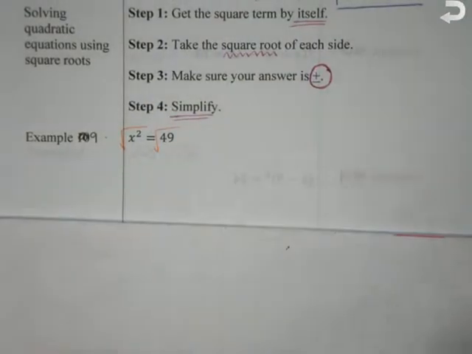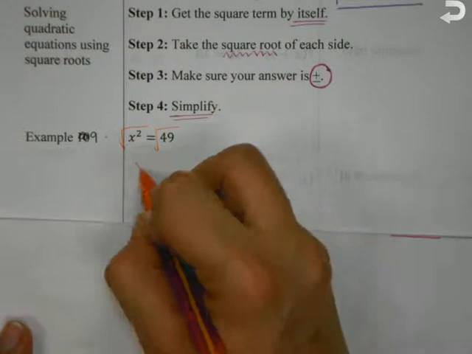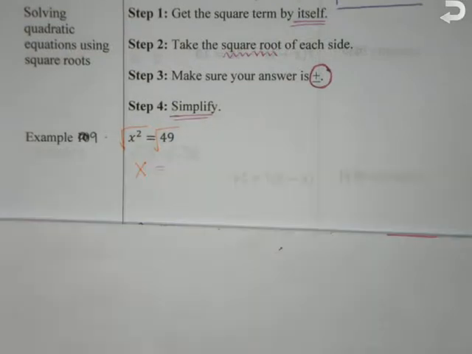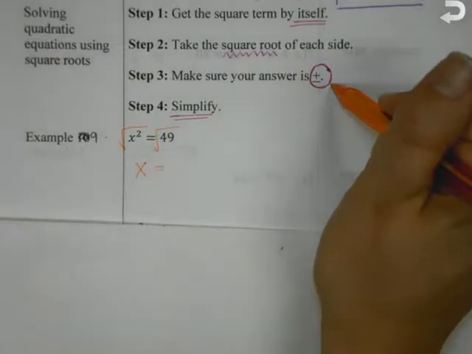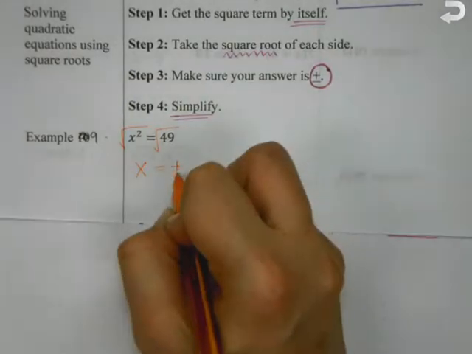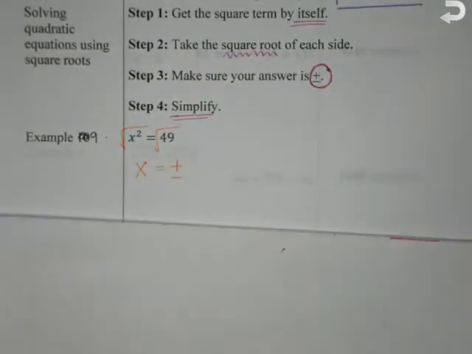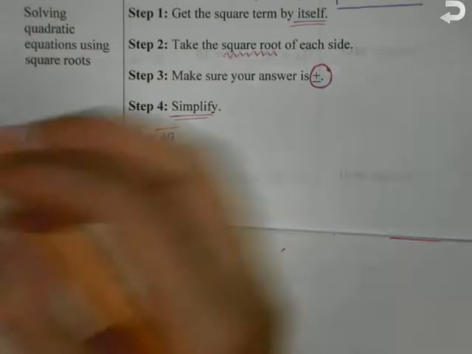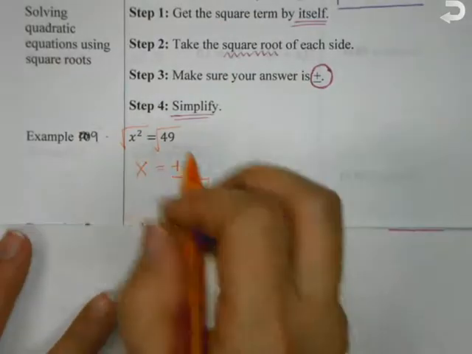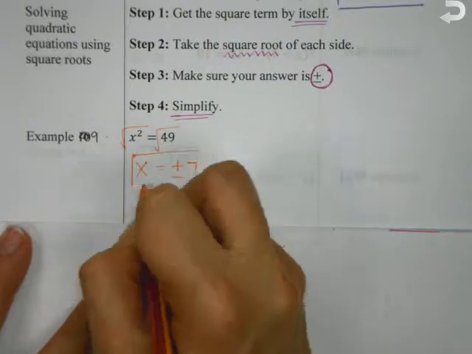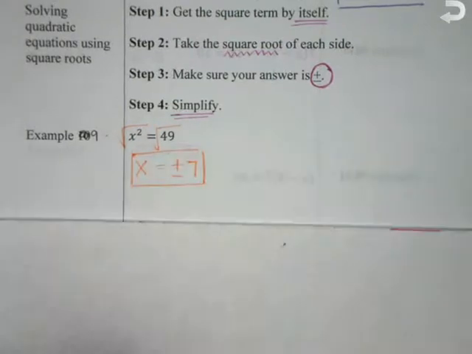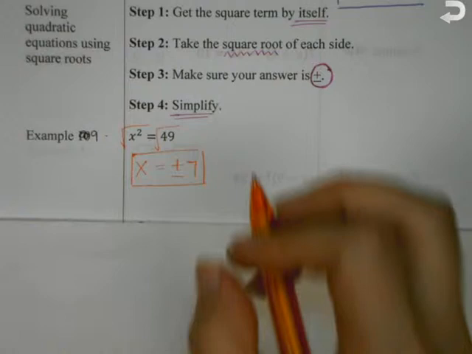Now step 3 is mostly a reminder. It says make sure that your answer is plus or minus. So let's put plus or minus as our answer, and I'll show you why in a second. What's the square root of 49? 7. So our answer is going to be plus or minus 7. Why is it plus or minus? Yeah, because 7 squared gives me 49, but negative 7 squared also gives me 49. So we have to list both.